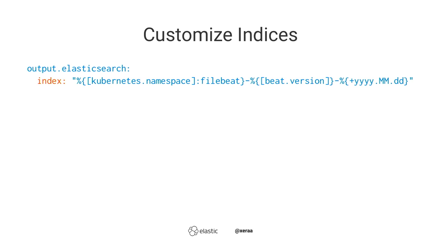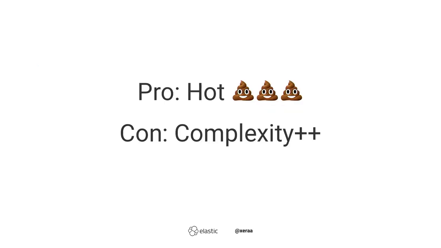Then we have the bit version, because we always try to version it in case we change something in the mapping in the background. And then we have probably a date pattern where we have a different index for every day. That might be one option. Even hotter, but even more complex. So only do that if you have to.